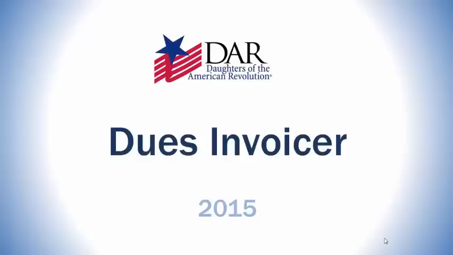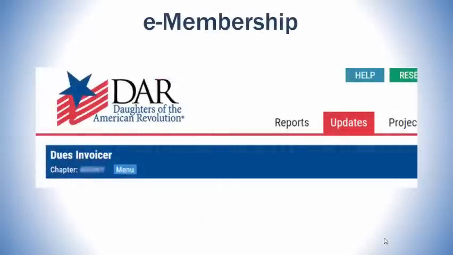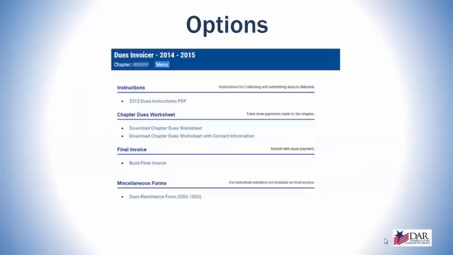Chapter officers now have the option to build a dues invoice for their chapter in eMembership. To start this process, locate the 2015 Dues Invoice Wizard, which can be found in the Updates section of eMembership. The Dues Invoicer link will direct you to several different options.